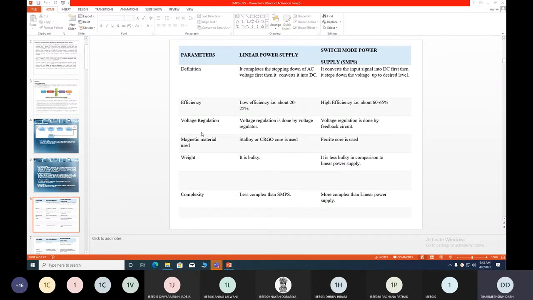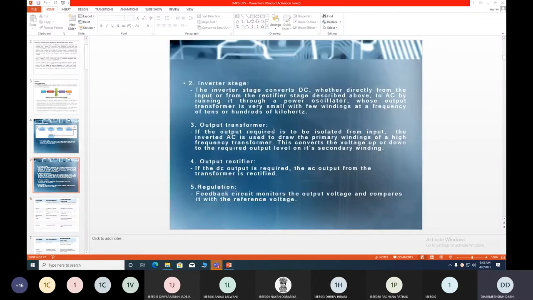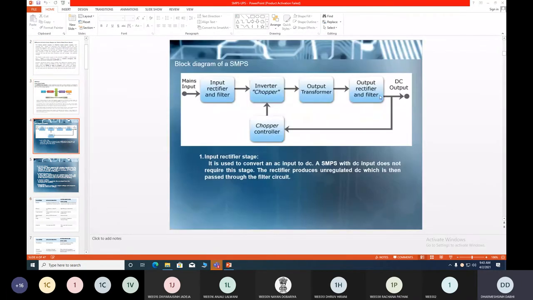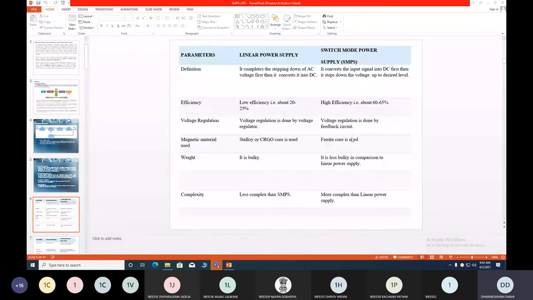Voltage regulation is done by the voltage regulator. You can see in the linear power supply single line diagram, you require a linear voltage regulator at the output side. But in the case of SMPS, you don't require a special voltage regulator circuit, because the feedback control system regulates the voltage at the load side. So that is another difference. Voltage regulation is done by the feedback circuit in the SMPS.